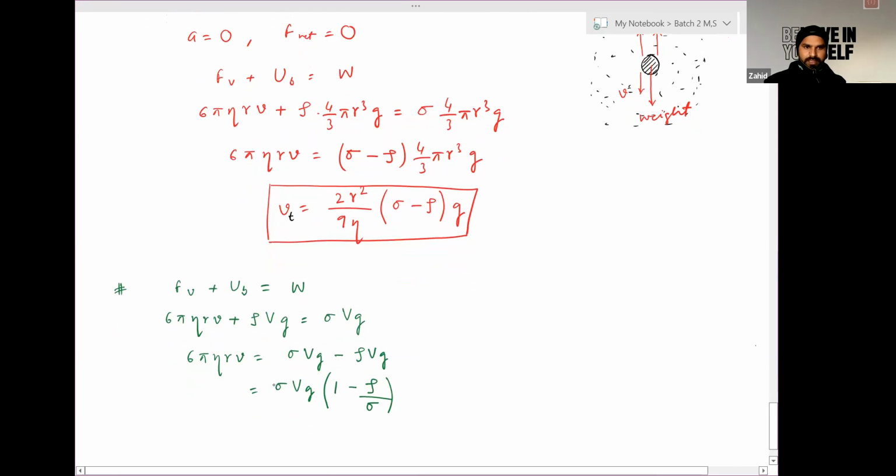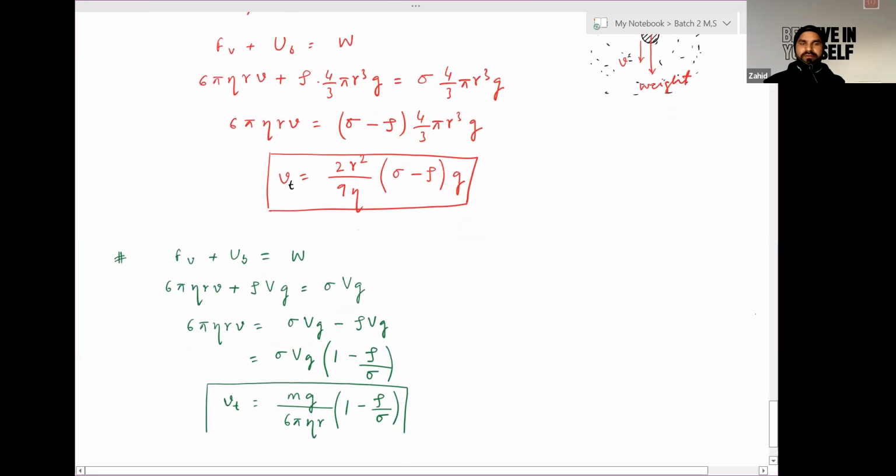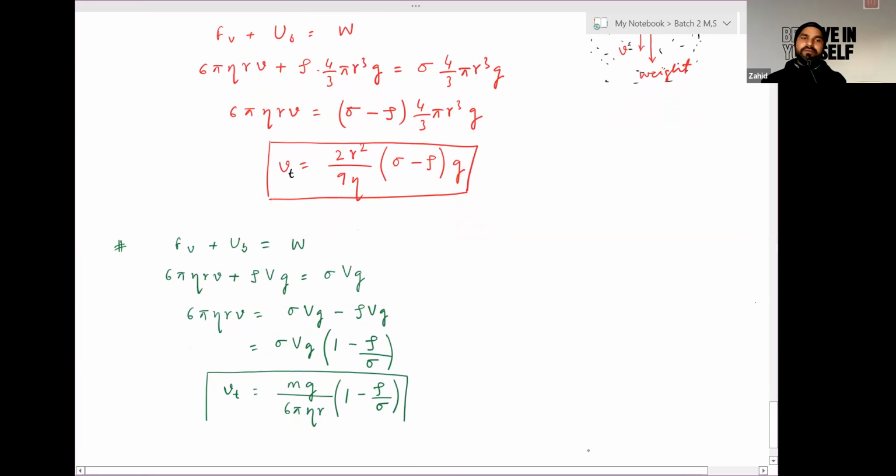Now this sigma times volume is mass. So we can write mass times gravity. Move this 6 pi eta to the right side. So it will be mg over 6 pi eta r, bracket 1 minus rho by sigma, equals terminal velocity. So this is another expression for getting terminal velocity in terms of mass. So if the question is in terms of radius only, just use the above formula. And if there is a relation in terms of mass, just use this formula.